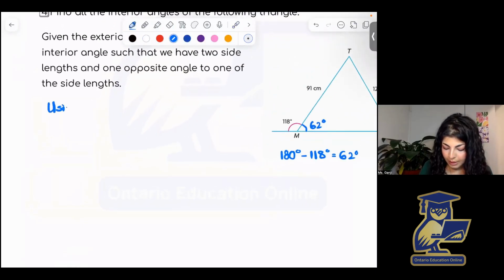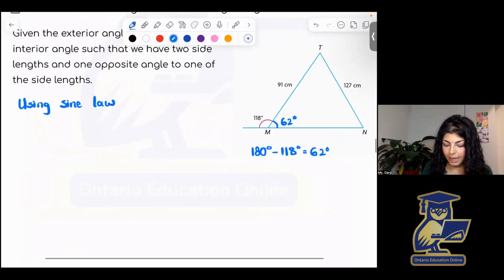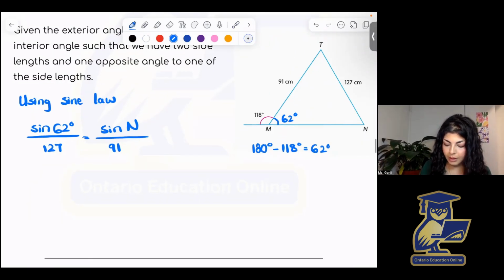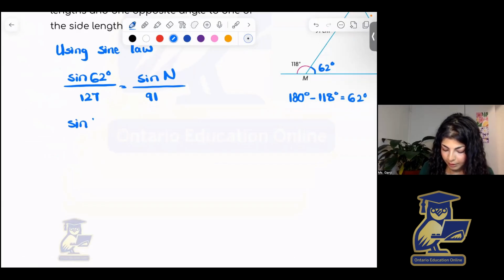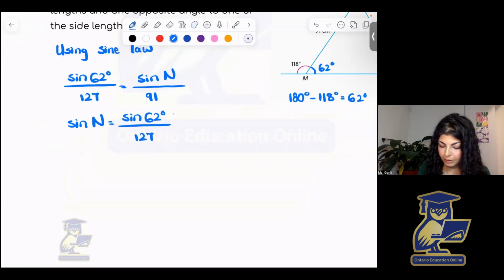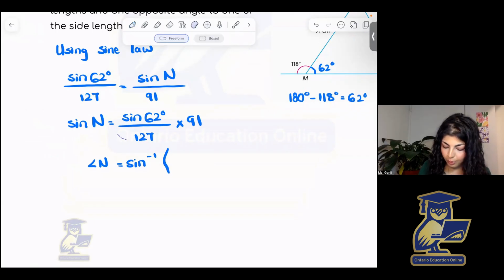So using sine law, and again here, because I am solving for the angle, I'll start with my angles at the top. So sine of 62 over 127 is going to be equal to sine of angle N over 91. So that sine of N is equal to this whole fraction there times 91. And now angle N is sine inverse of the whole thing here.